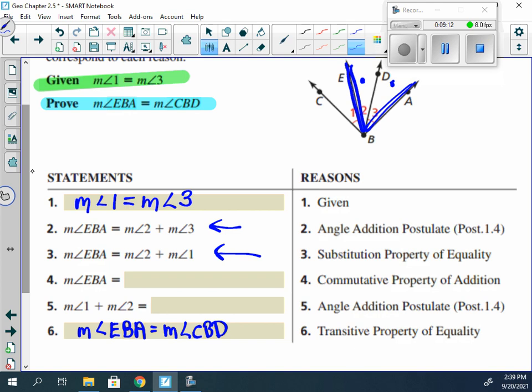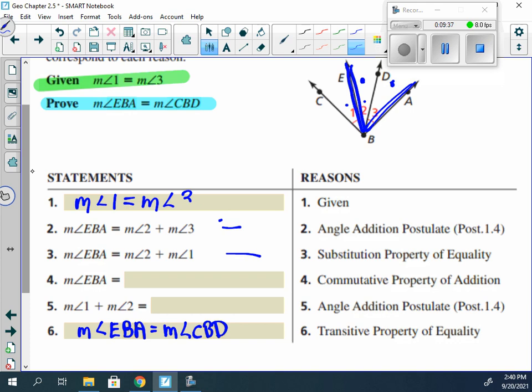Now, what did we say in our first statement? That the measure of angle 1 is equal to the measure of angle 3. Those were the same. Well, I can substitute the measure of angle 1 in for the measure of angle 3, which tells us that the measure of EBA is equal to the measure of angle 2 plus the measure of angle 1. Those will give us the exact same value.